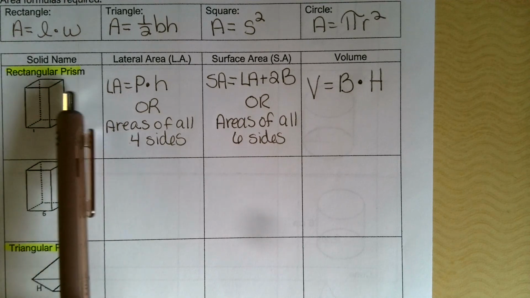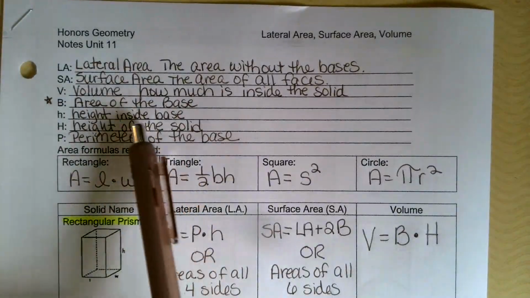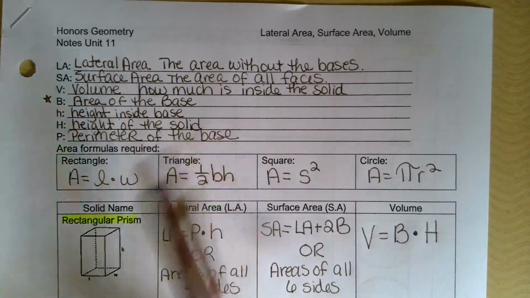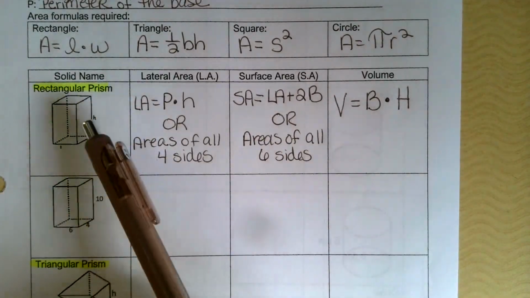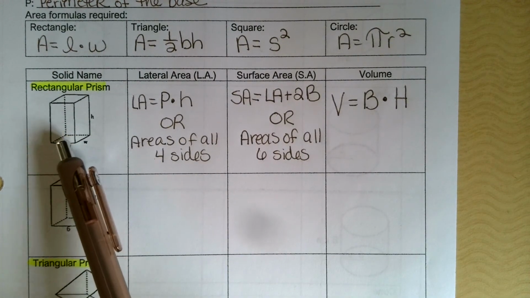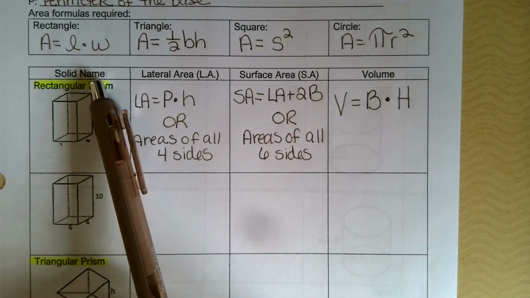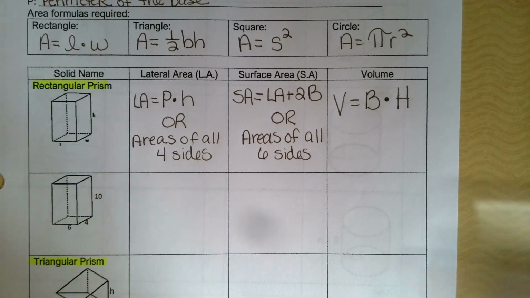Now, regardless of whether I have a little h over here, remember what my letters stand for. H, height, is the height of the solid. So basically, volume is how much is filled in here. So if I find the area of the base, and then I keep stacking those bases on top of each other, that becomes the height. So it's the area of the base times the height.